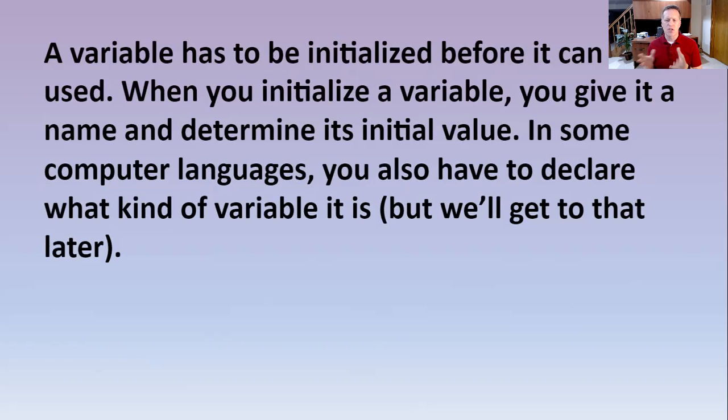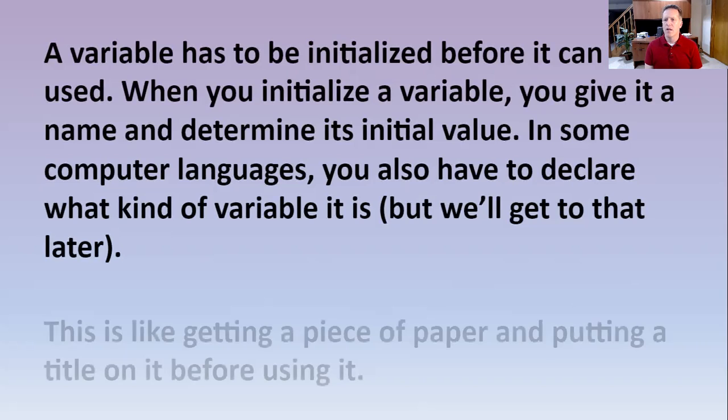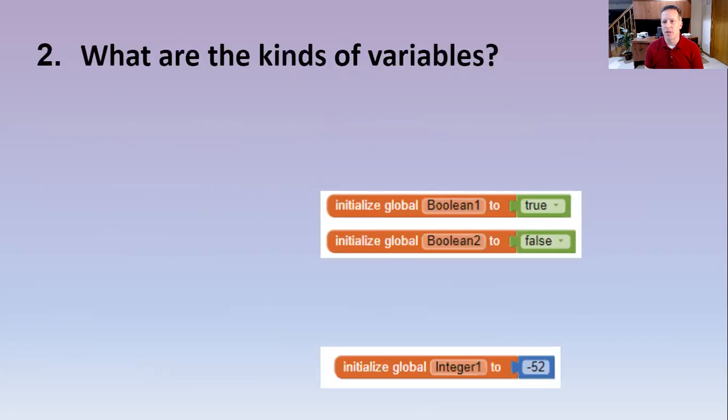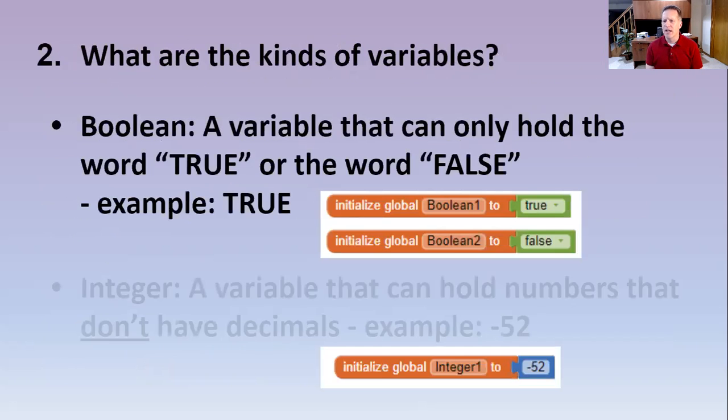I'll show you what it looks like when you initialize a variable in just a second. But before you can use a variable, you must initialize it. And that's always going to be true in App Inventor. Okay? Going back to our analogy, initializing a variable is like getting the piece of paper you need and then writing a name on the top of it. Okay, that's kind of the idea. All right, so here we go.